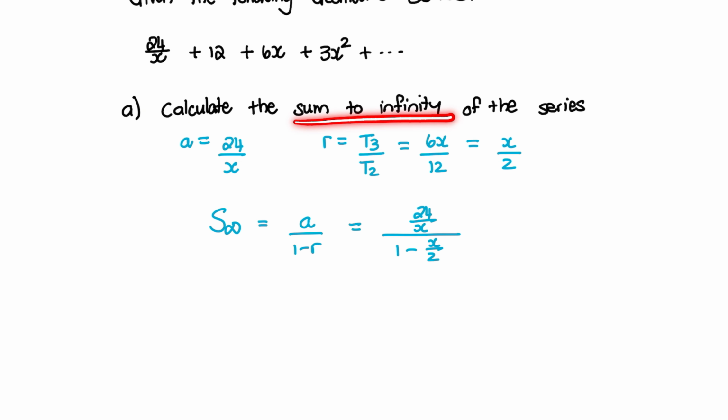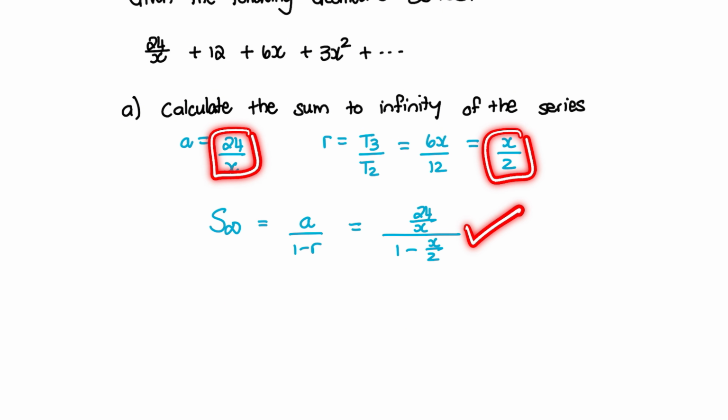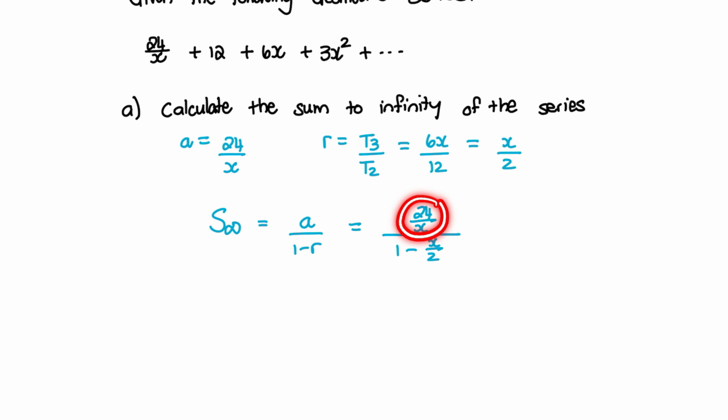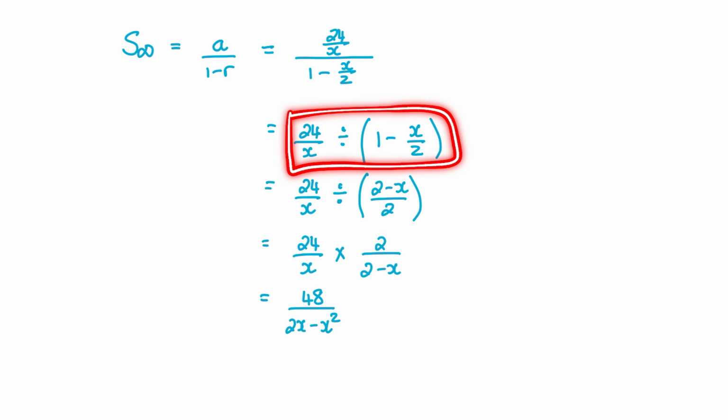In order then to find the sum to infinity, we can substitute the values of a and r, even if it is in terms of x, into our equation. So we have a as 24 over x and r as x over 2. There's quite a bit happening here, but let me walk you through it. We have the numerator as 24 over x, and we are dividing that by 1 minus x over 2. That is all that we are doing in this first step. We are rewriting this fraction to something that looks a little bit more familiar.